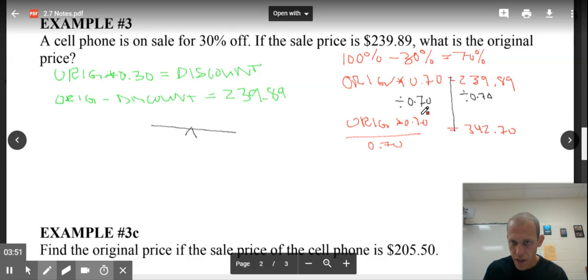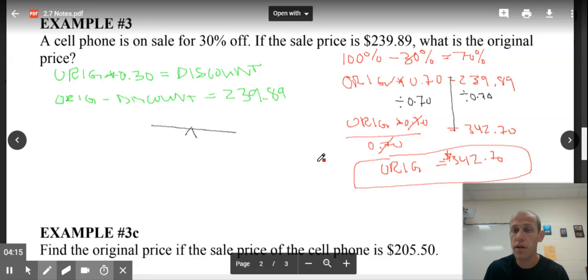And if I look here, this and this will cancel. If you have a number divided by that same number, it really just equals 1. And 1 times the original is just the original. So the original price is $342.70. Now, we should think about this a little bit. The number of our original should be more than the sale price because we had a discount. So the original should be more. It is. $342.70 is more than $239.89. So we did this correct.